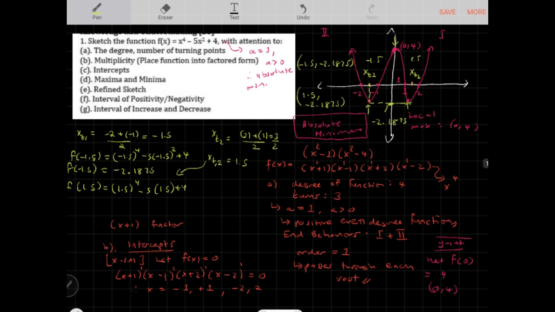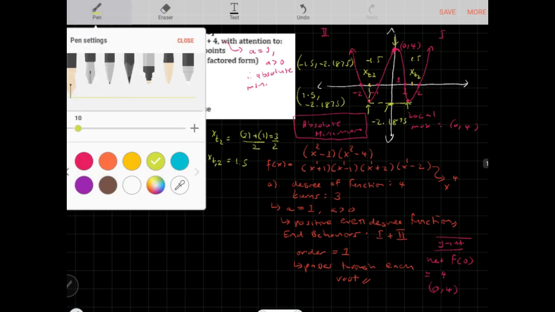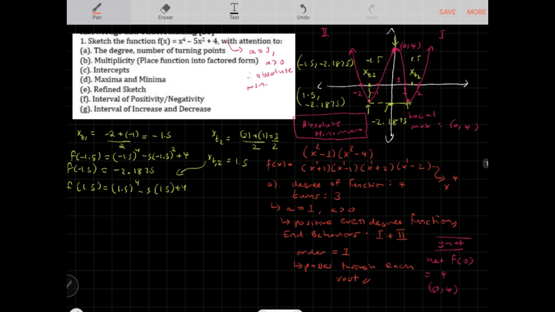Okay, so if we were looking at the domain and range here, I'm just going to make some space out here. The domain here for all polynomial functions, x belongs to the set of all real numbers. The range here, y belongs to the set of all real numbers such that y is greater than or equal to negative 2.1875. Okay, so that is the range.